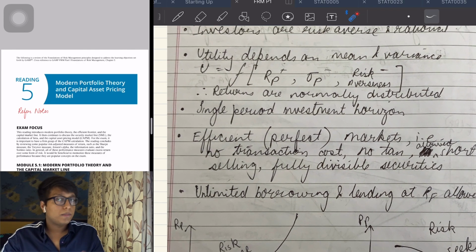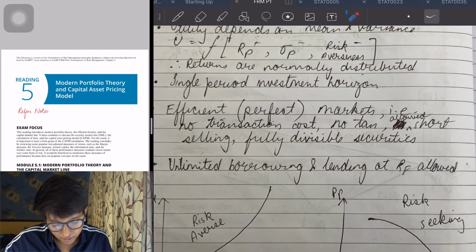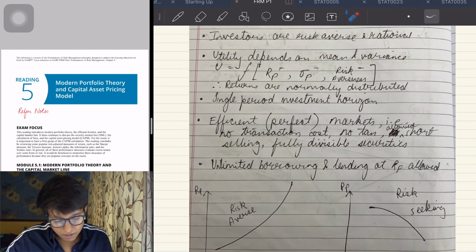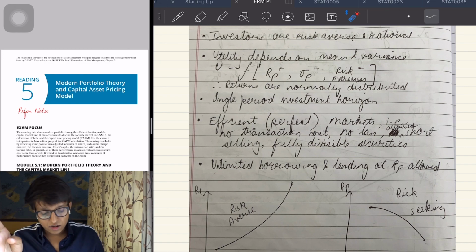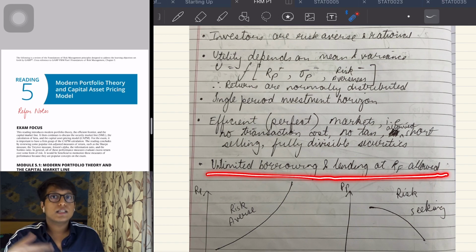Third point is that there is a single period investment horizon only. You can't consider you invest now, take it out, invest now, take it out. That comes later. We'll study that in a different theory. The next one is efficient markets. That is, there are no transaction costs, no taxes. Short selling is allowed. Securities are divisible, like you can buy 0.01 of a security, which is not allowed in some countries in reality. And then last point, that is unlimited borrowing and lending at risk-free rate.